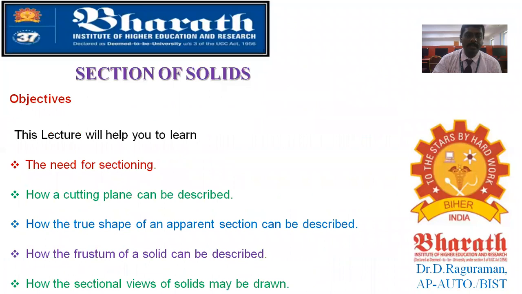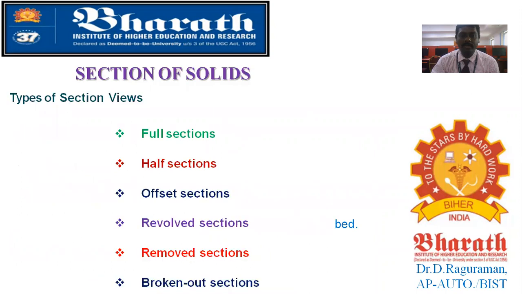the section plane. The objective of studying this video lecture is to understand the need for sectioning, how a cutting plane can be described, how the true shape of an apparent section can be described, how the frustum of a solid can be described, and how the sectional views of solids may be drawn. That is how you are going to cut the plane: the cutting plane position perpendicular to VP, perpendicular to HP, perpendicular to both HP and VP, and inclined position. All these 5 different types you are going to see on the upcoming slides.